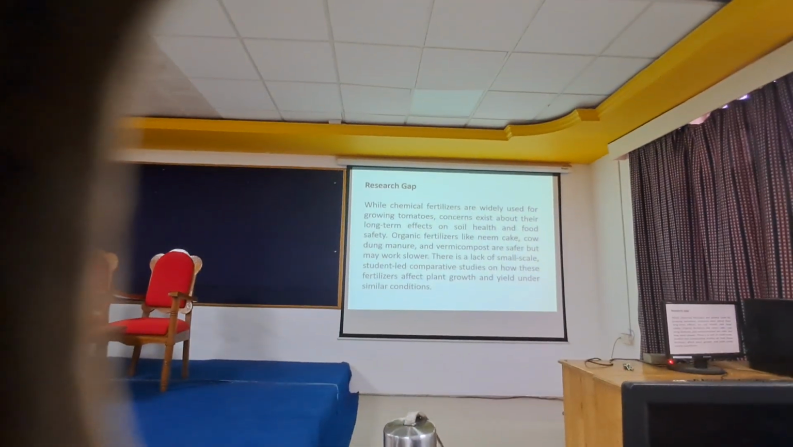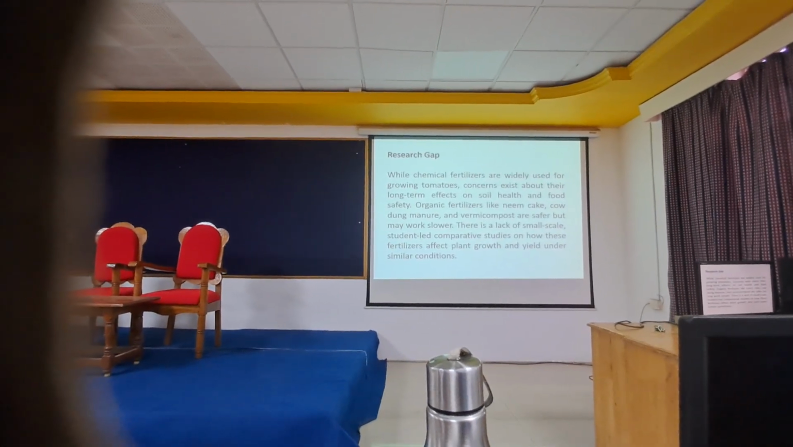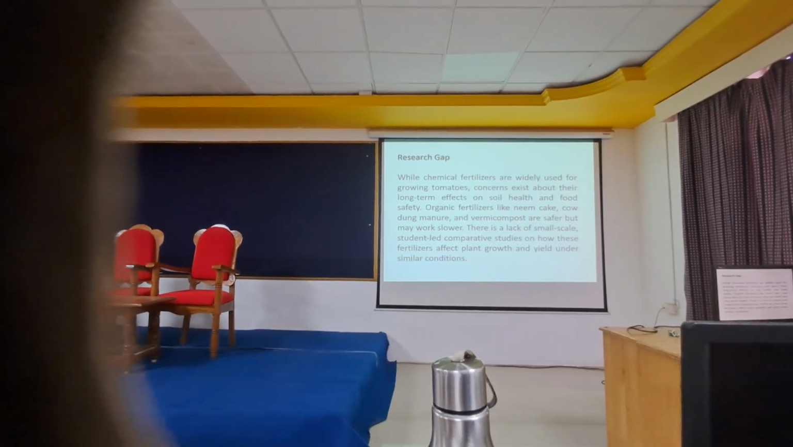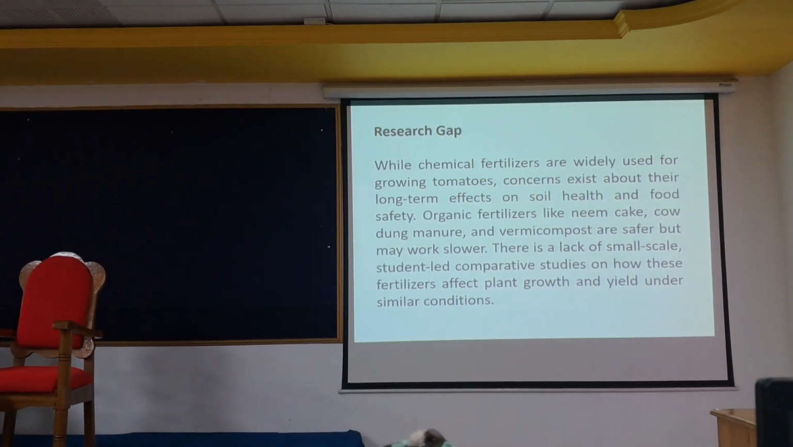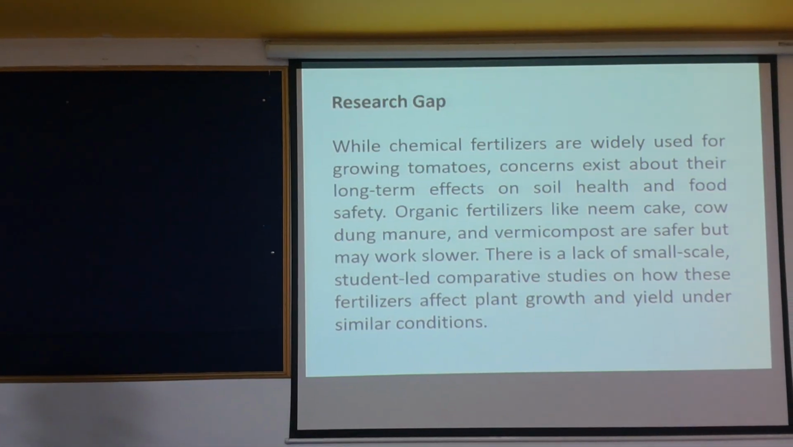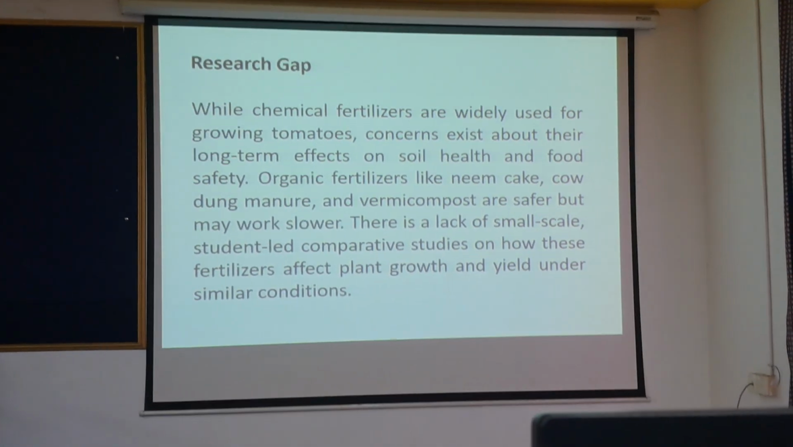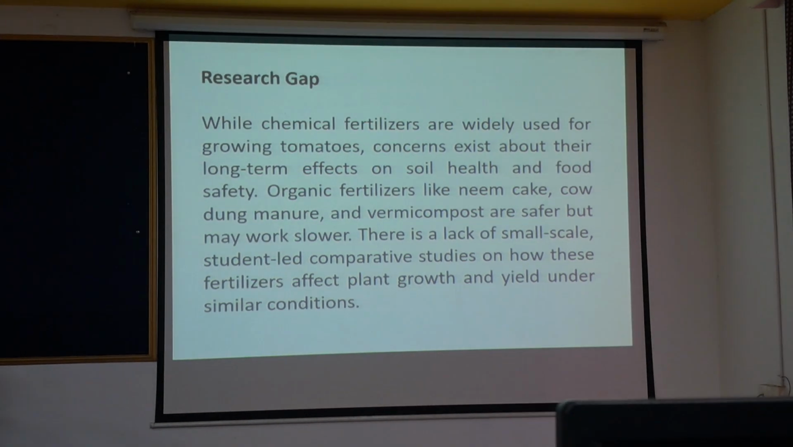There is a lack of small scale, look at the gap. There is a lack of small scale student-led comparative studies on how these fertilizers affect plant growth and yield. Not only the growth of the plant, but the yield of tomato also. Instead of 5 tomatoes per plant, maybe 10 tomatoes. So there is a lack of comparative studies on growth and yield under similar conditions. So there is a gap in the literature. No one has done this work. I am the first person to perform this experiment. So you have to define your research gap.